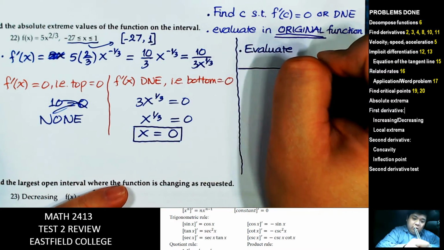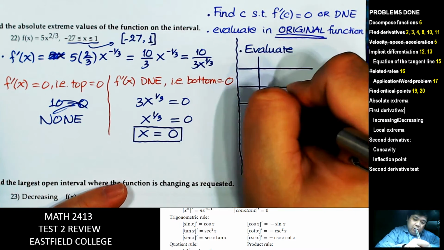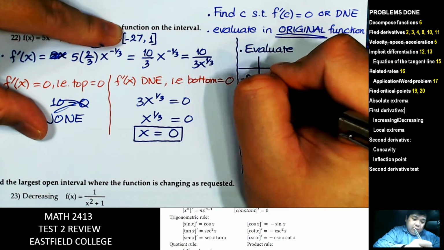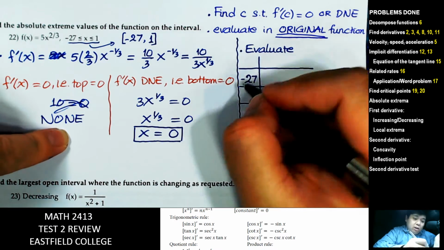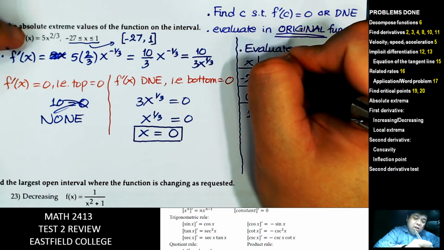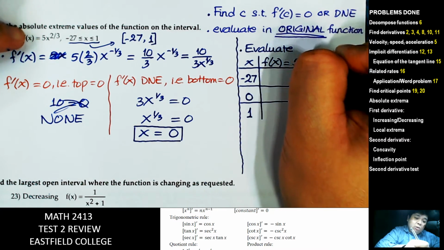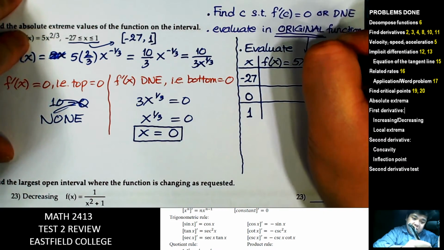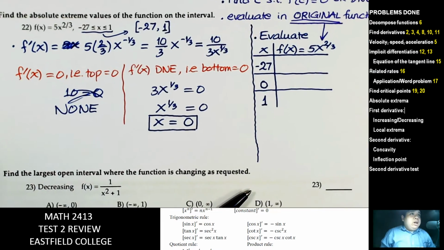So we have a table. The values that we evaluate will be the endpoints, negative 27 and 1, and then any point that we have here, actually just 0. So we have those 3 points for x, and the original function 5x to the 2/3. This is not the derivative. Use the original function. That is very important. Now we just do that. I'll use the calculator on this one.